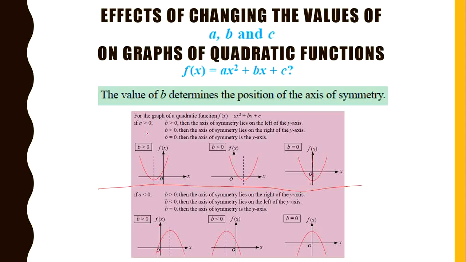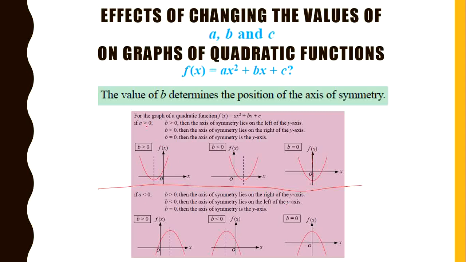Kalau tadi, when A greater than 0, B greater than 0, dia ke kiri kan? Yang ni when A less than 0, B greater than 0, dia ke kanan. Dan sama juga, when A less than 0, B less than 0, dia ke kiri. Kalau tadi, A greater than 0, B greater than 0, dia ke kanan. Dia sebaliknya. But tak kira lah when A greater than 0 ke, A less than 0 ke, dia punya axis of symmetry will always be the y-axis.